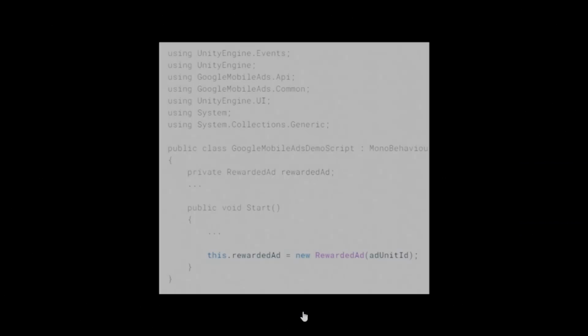Rewarded ads are requested and shown by rewarded ad objects. The first step required to show a rewarded ad is to instantiate a rewarded ad object by invoking the constructor with the ad unit ID to be used to load the ad. This is demonstrated in the code snippet as in here.